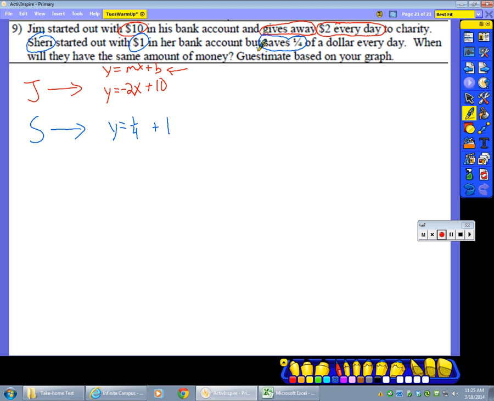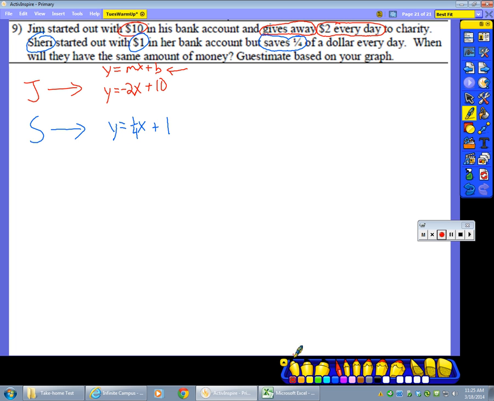Alright? So 1/4 of a dollar times however many days. So her equation is going to look like this. Y equals 1/4 x plus 1. So now you can solve this any way that you want. I'm going to go ahead and use substitution.